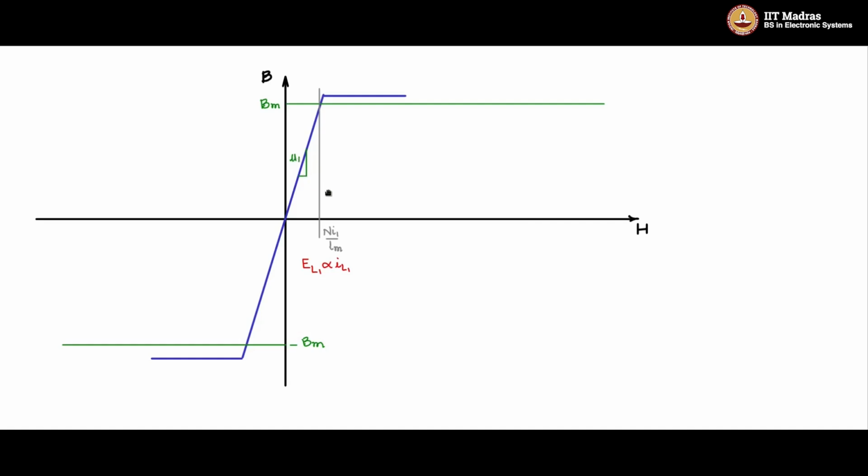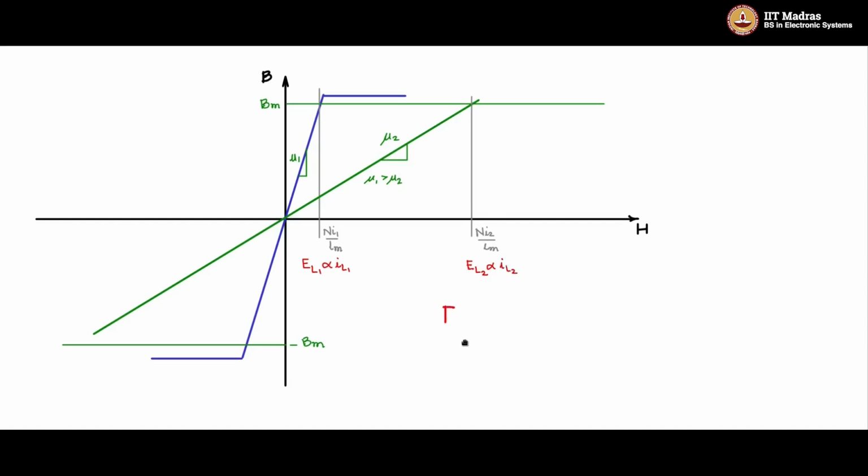So let us do that. Let me draw another line here, which is having a lower slope, and this intercept here. You see, for the same Bm, the intercept here for this lower permeability core, where mu1 is greater than mu2, this is N I2 by Lm. And here also, let's say the energy EL2 is proportional to IL2.